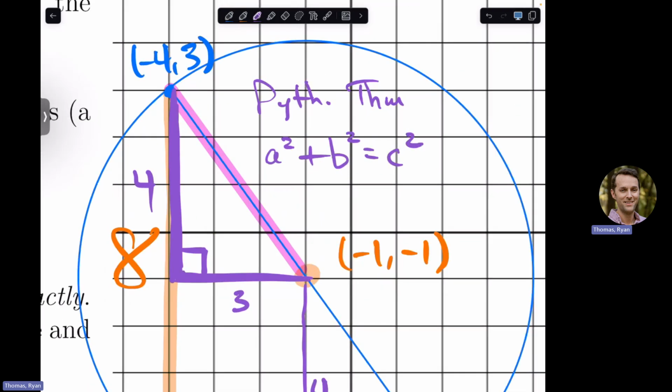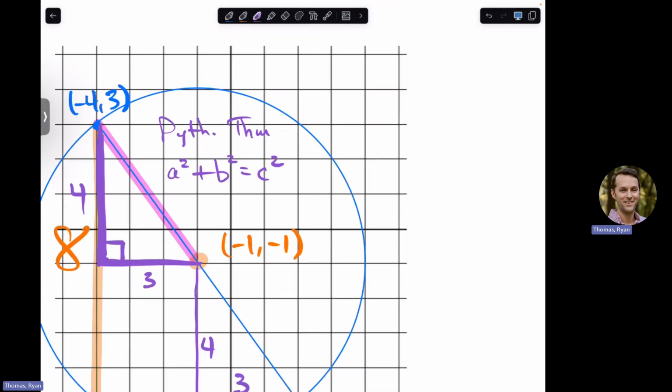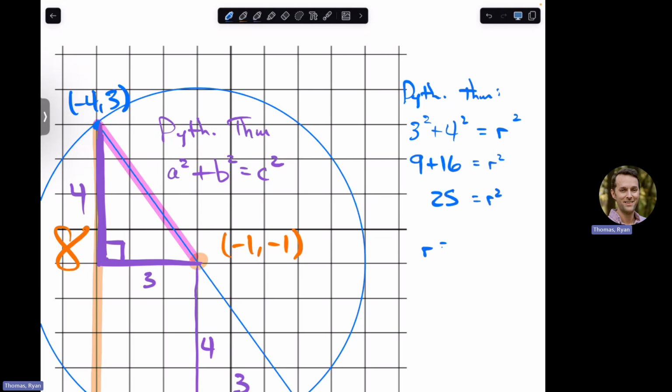For this triangle in particular, what are A and B? 3 and 4. Does it matter which one's which? No, you're adding them together anyway, so it doesn't matter. C squared, but C really is the radius that I'm looking for, so let's just go ahead and call it R. 9 and 16, so 25 is R squared. What's R then? 5.